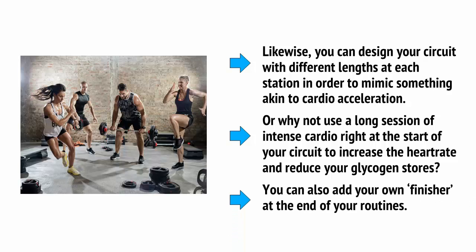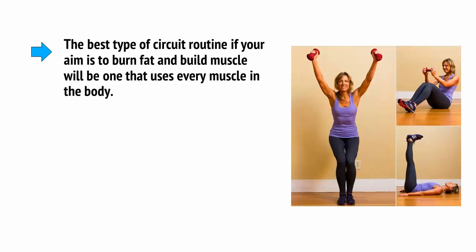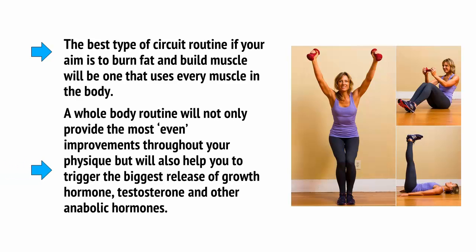You can also add your own finisher at the end of your routines. The best type of circuit routine if you aim to burn fat and build muscle will be one that uses every muscle in the body. A whole body routine will not only provide the most even improvements throughout your physique, but will also help you to trigger the biggest release of growth hormone, testosterone, and other anabolic hormones.